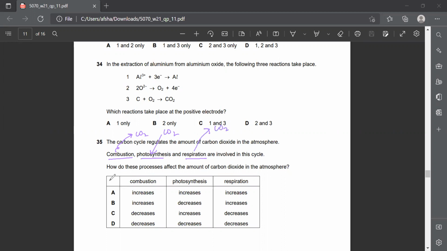So when we read the question, how do these processes affect the amount of carbon dioxide in the atmosphere? So question number 35 का जो answer होगा, the combustion is increasing the percentage of carbon dioxide because the carbon dioxide is released. Photosynthesis is consuming, so that's decreasing the percentage of carbon dioxide in the atmosphere, and the respiration again is releasing carbon dioxide, so increasing the percentage of carbon dioxide in the atmosphere. So question number 35 will be option B.